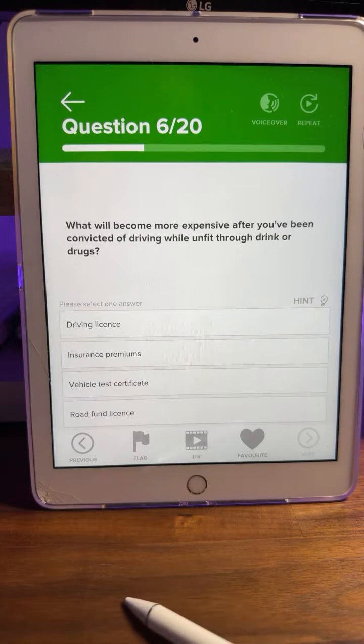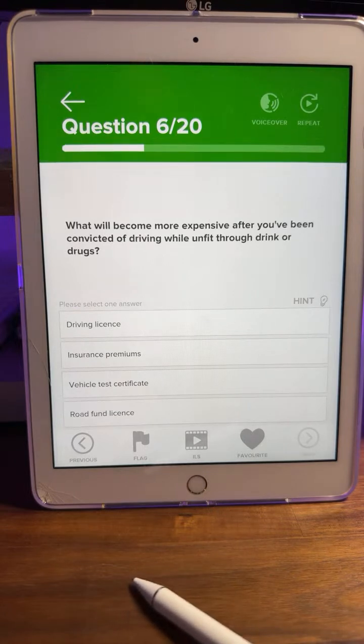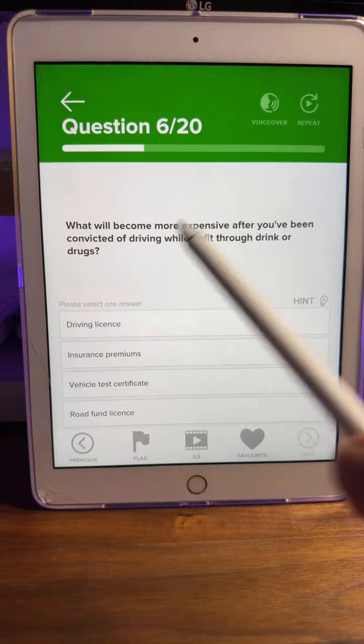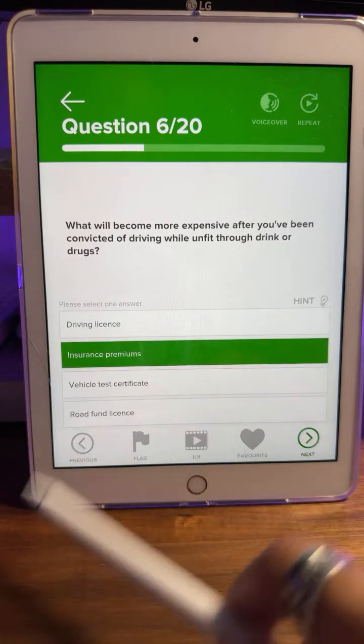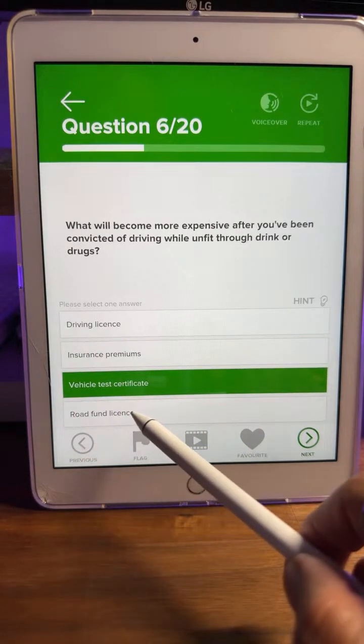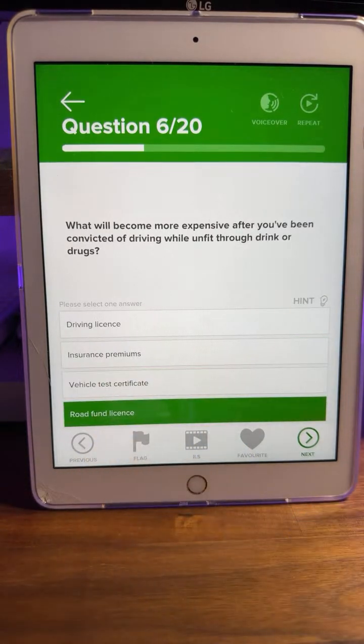Question 6. What will become more expensive after you've been convicted of driving while unfit through drink or drugs? Is it your driving license, your insurance premiums, your vehicle test certificate, or your road fund license? A, B, C, or D on this one, guys. I can see everybody's saying B. Deepica is saying B as well, Asensio saying B, Parmjit, you're all saying B as well. Insurance premiums.